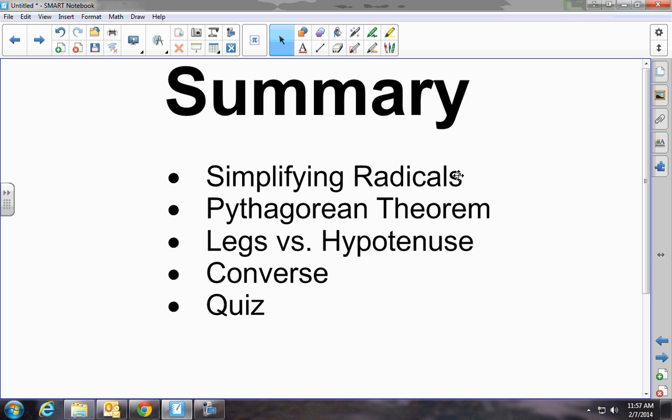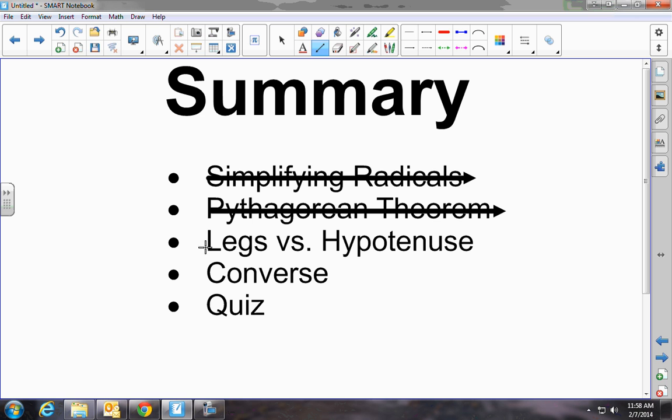First, we talked about simplifying radicals by splitting them up into their prime factors and circling pairs. Pairs come on the outside of the radical, singles stay in the radical. We learned what the Pythagorean theorem was. That's a squared plus b squared equals c squared. We learned what the difference between legs and a hypotenuse is. Legs are the two sides that join to meet the right angle. The hypotenuse is the longest side. The converse simply says that if a squared plus b squared equals c squared, then it's a right triangle.